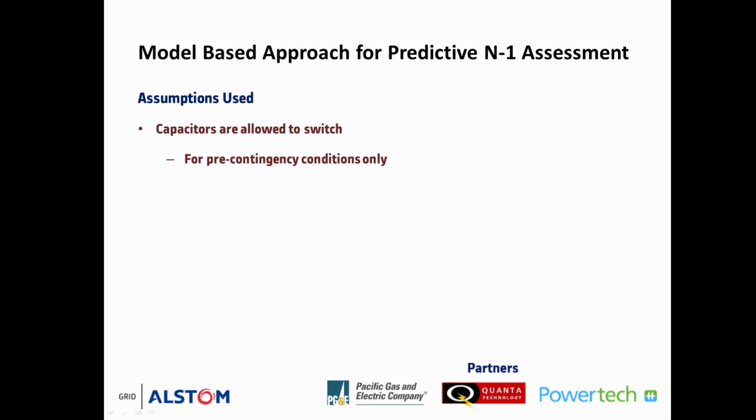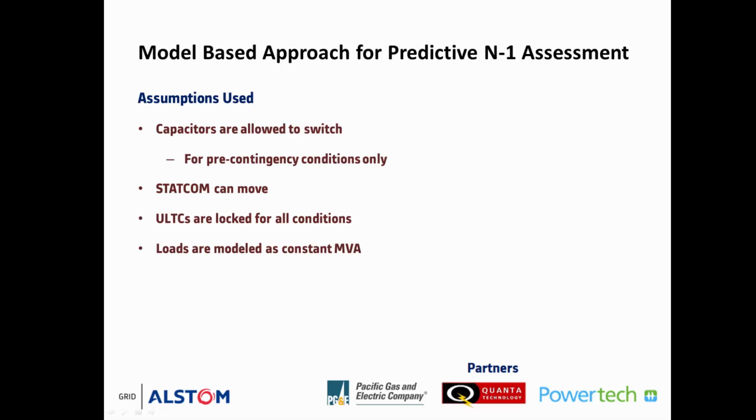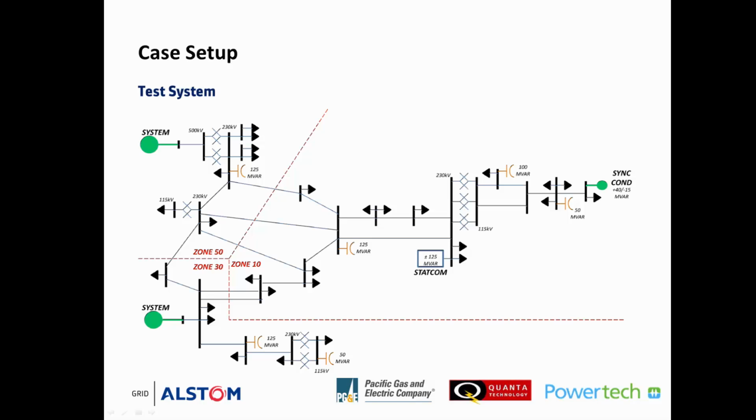We use the following assumptions to model the system. Capacitors are allowed to switch, STATCOM can move, ULTCs are locked, loads are modeled as constant MVA. Here we see the test system which we modeled in VSAT. We'll perform transfer analysis by increasing loads at zone 10. This increased load will then be picked up 50-50 by the two generators.